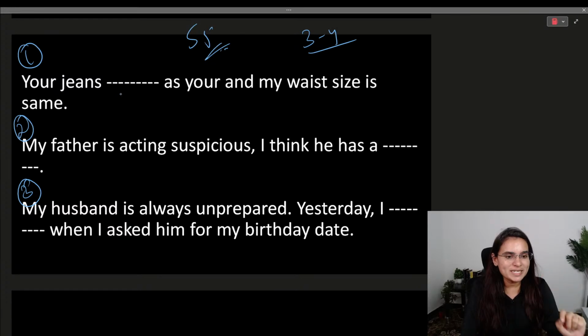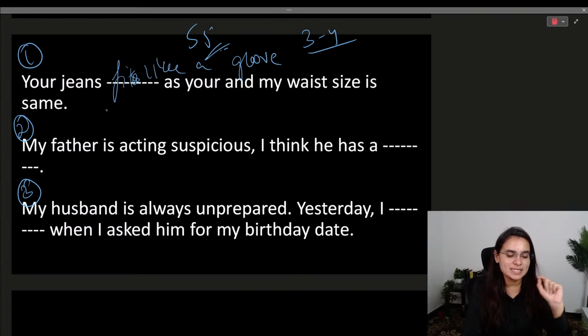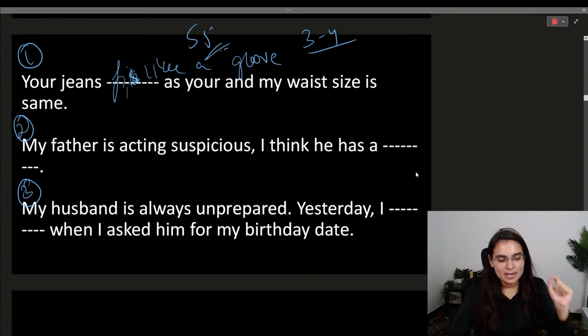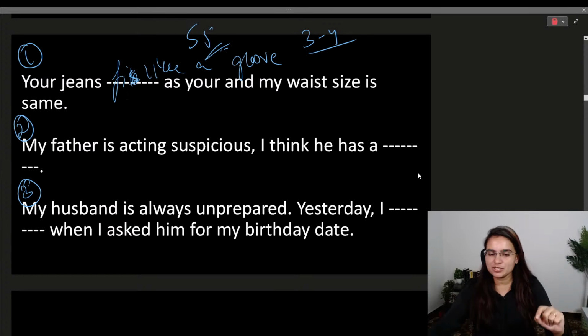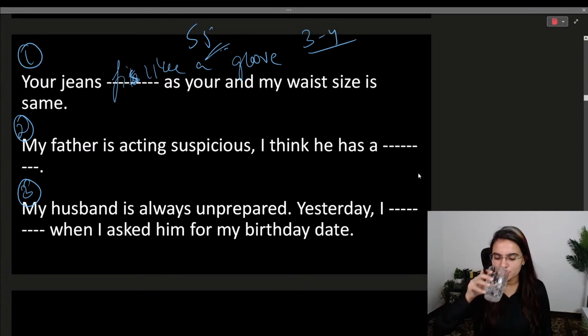Your jeans fit like a glove as your and my waist size is the same. Okay, next one. My father is acting suspicious. I think he has a dash. My father is acting suspicious. I think he has a dash.